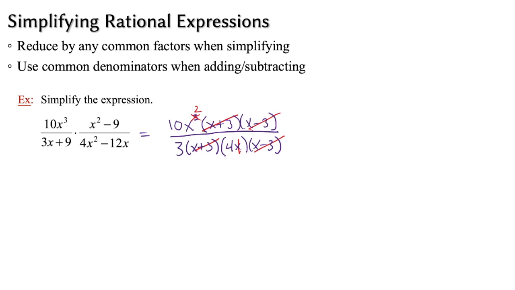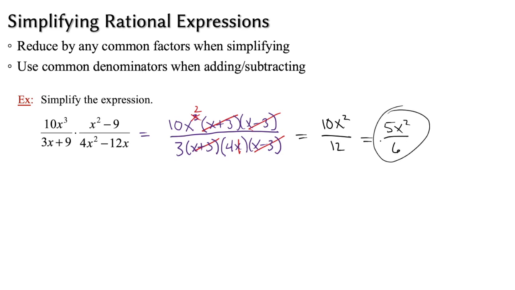So I'm going to go ahead and gather things up and see where I'm at now. On top, I have a 10 and then an x squared. On the bottom, I have a 3 and a 4, so that just gives me 12. And after I put all that together, I notice I can further simplify 10 twelfths to be 5/6. So this right here will be 5x squared over 6.